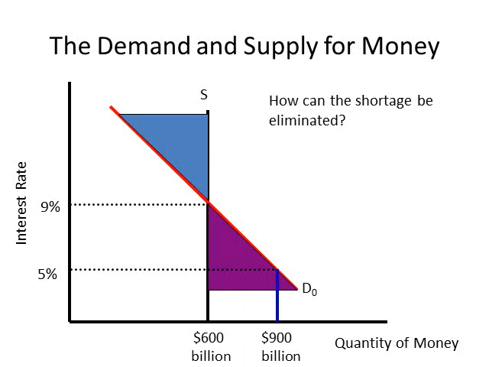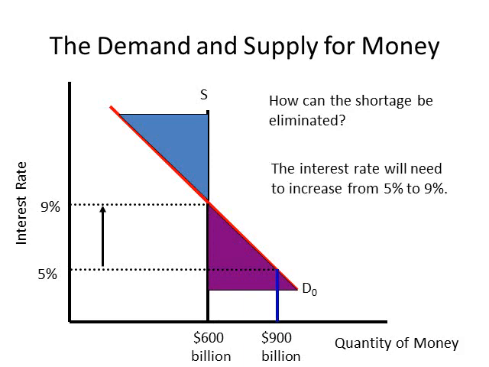So how can the shortage be eliminated so that the supply of money and the demand for money are once again in equilibrium? Since the amount of money supplied is fixed, the only way to get back to equilibrium is for the interest rate to increase to 9%.